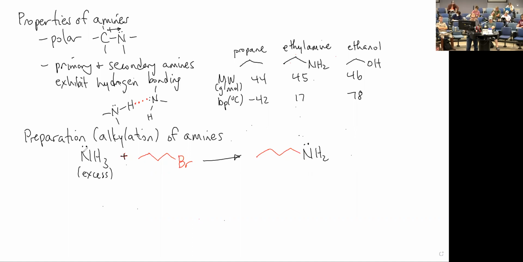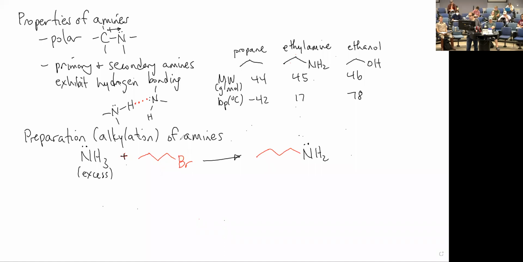Attached to the nitrogen in the ammonia. So we're going to replace a hydrogen with that alkyl group. And in general, this is going to be true. The strategy is we'll take ammonia in large excess and treat it with some alkyl halide, preferably primary.